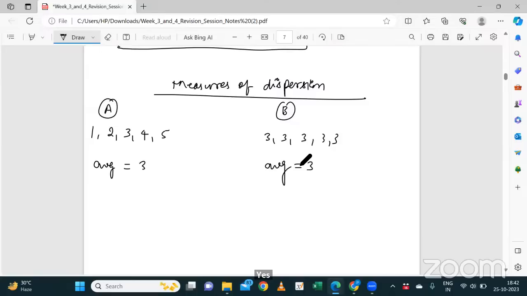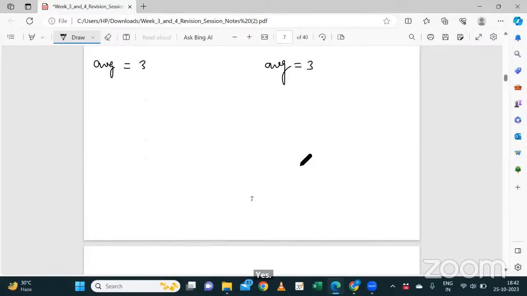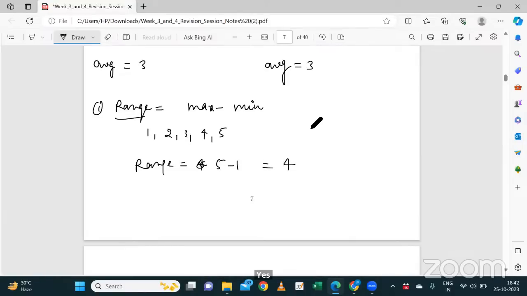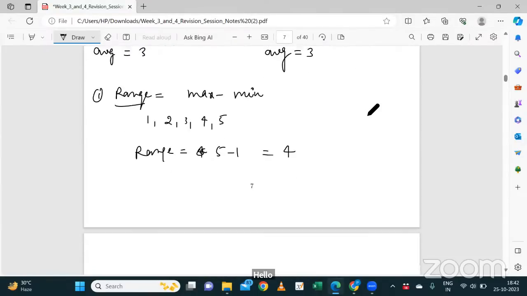In that type of scenario, variance and standard deviation are helpful for us. So there are measures of dispersion. The first one is range, which is very straightforward. Range is nothing but maximum minus minimum of your data set. Let's say you have 1, 2, 3, 4, and 5. The range is 5 minus 1, which is 4. What about this other data set? You will simply say 0. So you can observe the spreadness there.